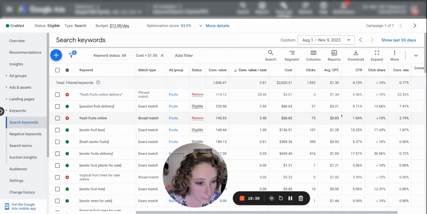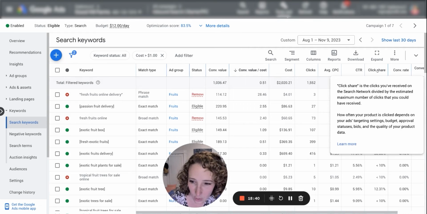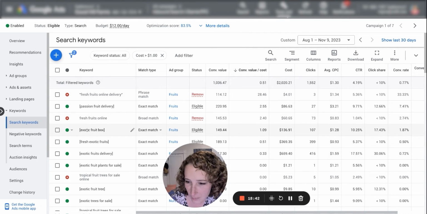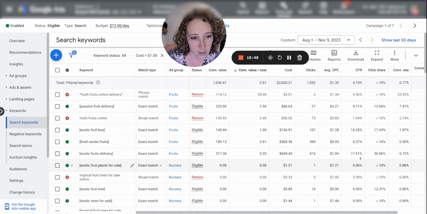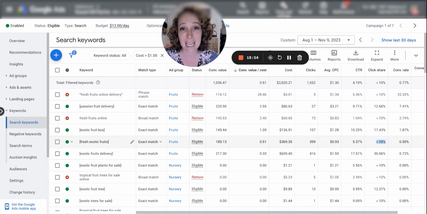Okay. So the fresh exotic fruits, yeah, it has a vast market. So we're going after less than 10%. That's as low as it'll show you of the total market for that one. Whereas passion fruit delivery, we're already going after 12%. But that's still pretty low.